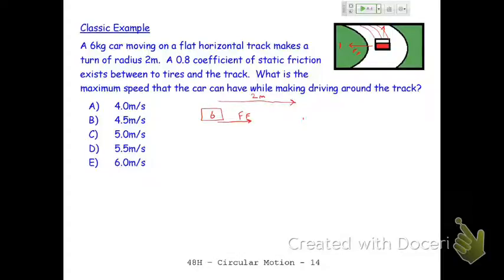Okay. I say the sum of the forces horizontally equals MA, which equals MAC, because there's only one acceleration, AC, which equals MV squared over R.